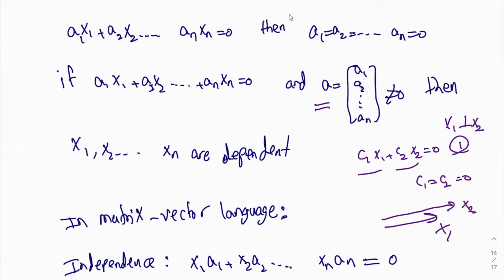But assume that x1 is this and this is x2. There is no way you can multiply x1 and x2 by constants to get the result to be 0. And we say x1 and x2 are independent.